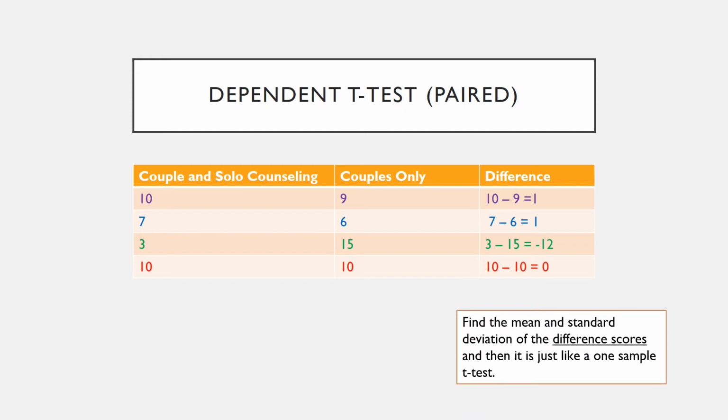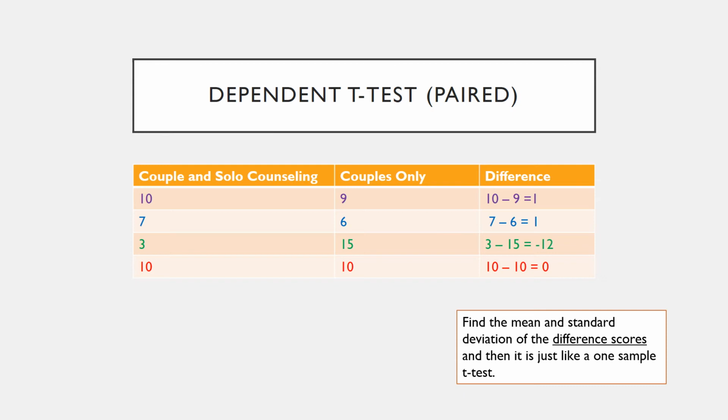So when we do a dependent t-test, we get a column of difference scores, and from that column of difference scores, then we find the mean. So we just add those numbers up. We ignore the other two columns after we get the difference scores. We add 1 plus 1 plus negative 12 plus 0, and then we divide by 4 because that's the sample size.